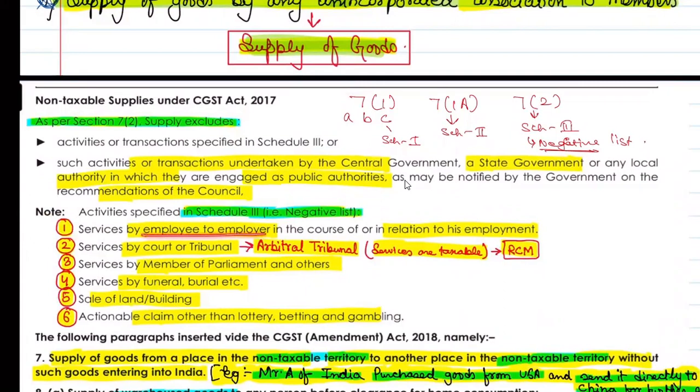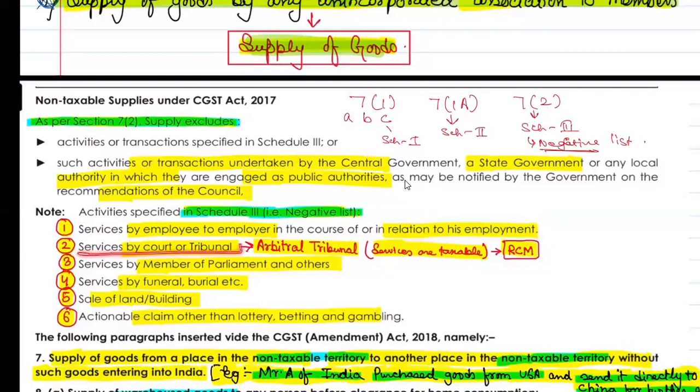Services by an employee to the employer in the course of or in relation to his employment. We have read this already, that employee and employer are out of the purview of GST by virtue of Schedule 3, that is the negative list. In the course of or in relation to his employment. But if it is under any contract, then GST will be there.